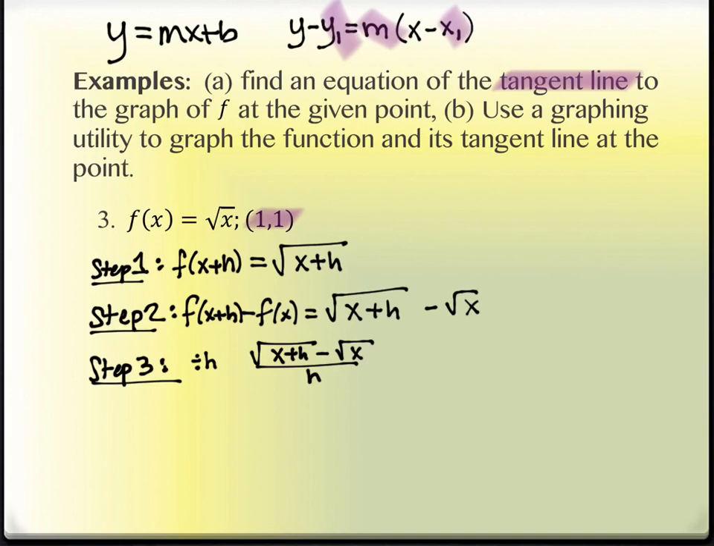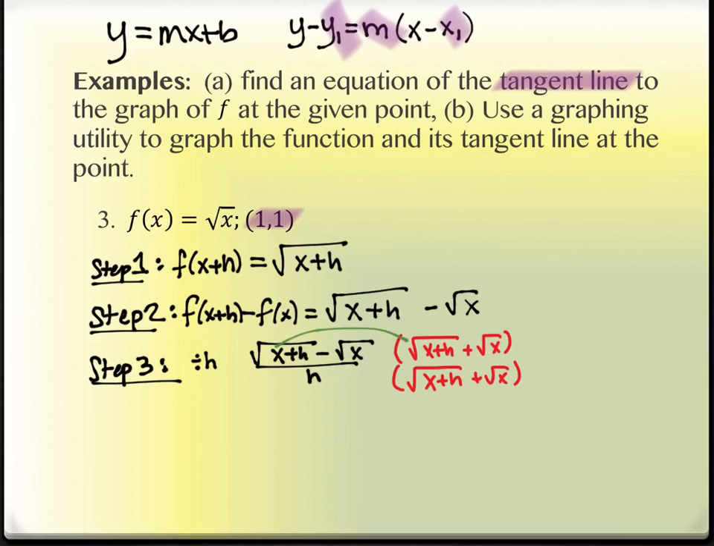Okay, so we want to rationalize the numerator because we want the h to cancel in the denominator. That's why we're doing it. So my numerator's conjugate pair would be the square root of x plus h plus the square root of x. And I've got to do it both on the top and the bottom. Now again, I don't really want to distribute the denominator out. That's not helpful.